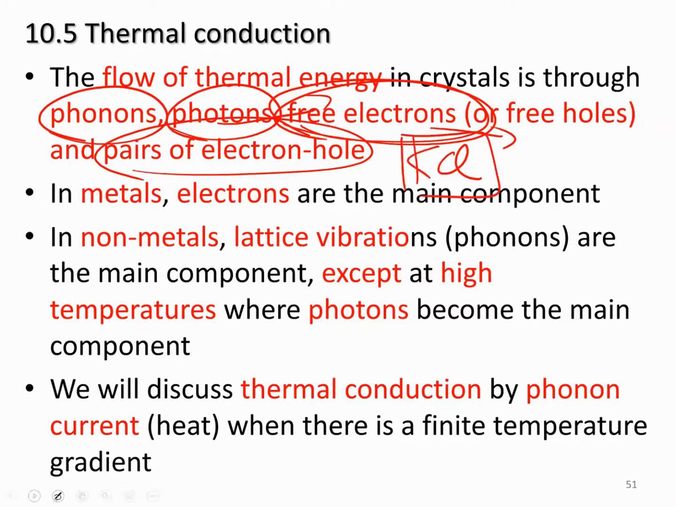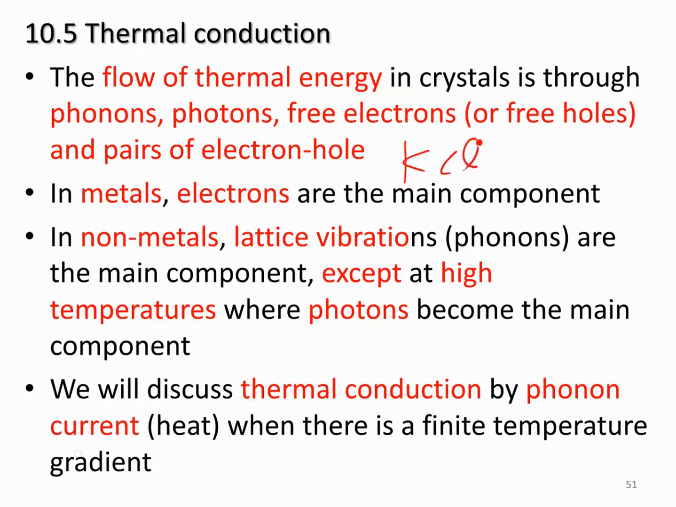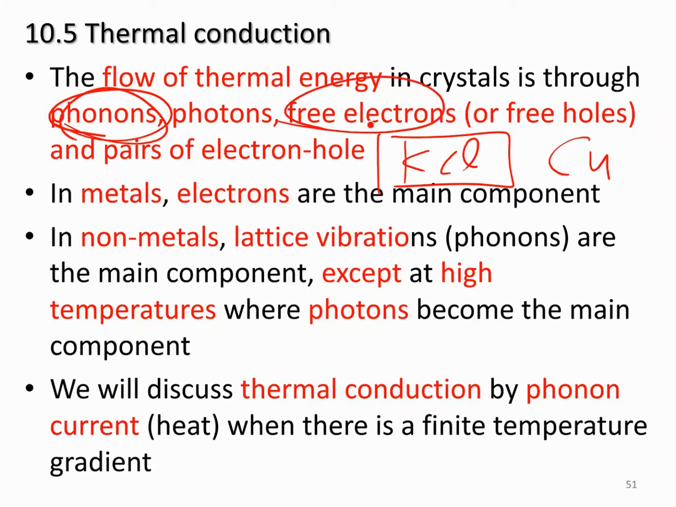For KCl, the thermal conductivity only involves phonons. But for copper, the thermal conductivity involves both phonons and free electrons. Okay, but this chapter will emphasize phonons, therefore we only discuss phonons.